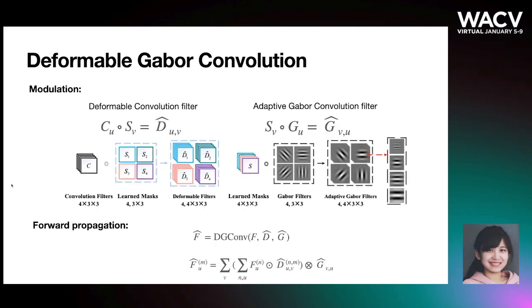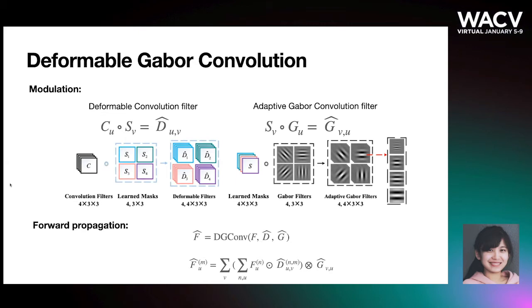In our deformable Gabor convolution, both the deformable convolution filters and the Gabor convolution filters are acquired through modulation. C is the convolution filter, and SV is the modulation kernel. They are combined through element-wise product operation to obtain D as the deformable convolution filter. Similarly, we obtain the adaptive Gabor convolution filter G through the modulation kernel S and the Gabor filter G. Note that modulation SV are shared and learned masks.